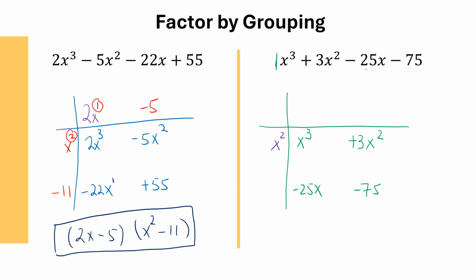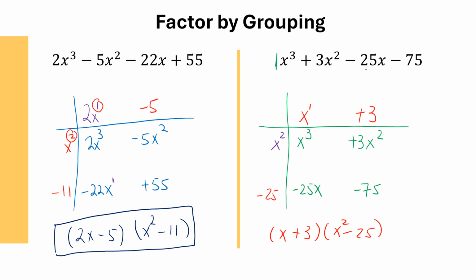We know that x squared times x is going to be x to the third power, because when you multiply, you add the exponents. And then x squared times 3 is going to give you 3x squared. And then x times negative 25 will give you negative 25x. And then negative 25 times 3 does give me negative 75. So the factors for this problem are x plus 3 times x squared minus 25.